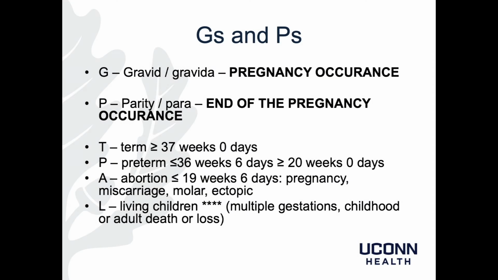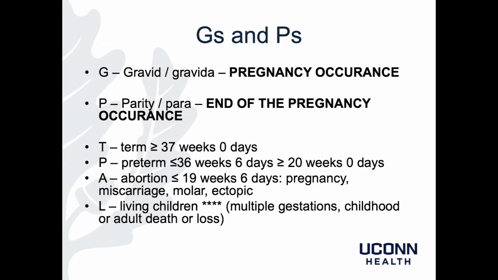So here are the 4 things on the bottom here of how parity gets broken down. It's T, P, A, L. It has nothing to do with syphilis, the spirochete, that's Treponema pallidum. That's the way that I always initially remembered this until it became part of my job. But T, P, A, L. So T stands for a term delivery. This usually results in the birth of a healthy, live-born child, but not always. If a pregnancy goes to 37 weeks and 0 days or beyond, that is a T, and that is where you would put 1 for the end of that pregnancy occurrence.